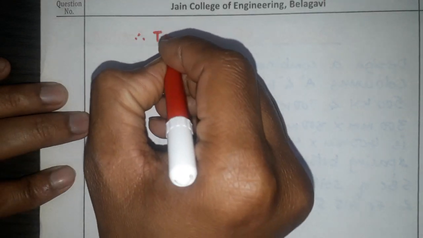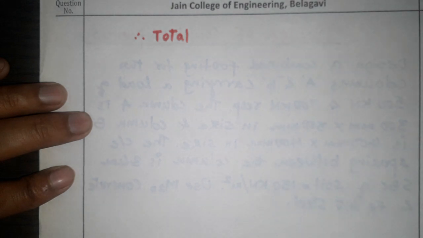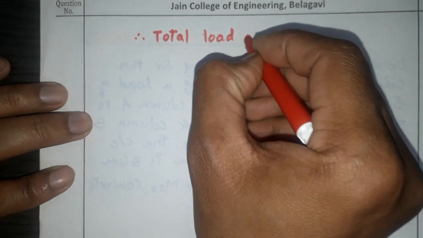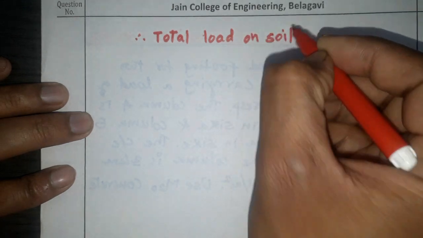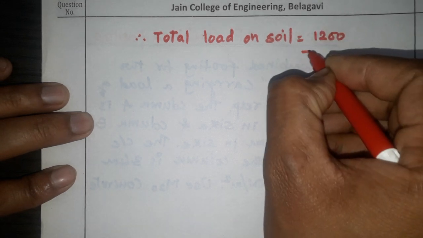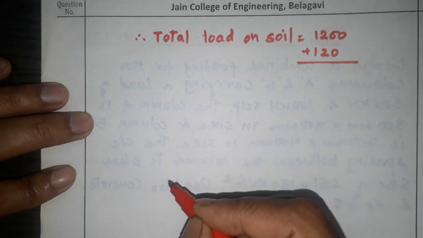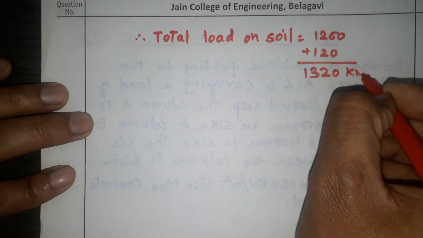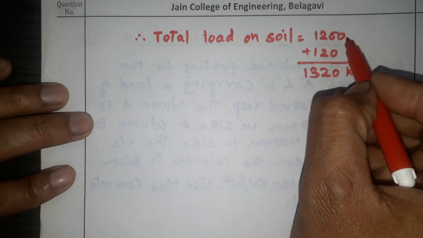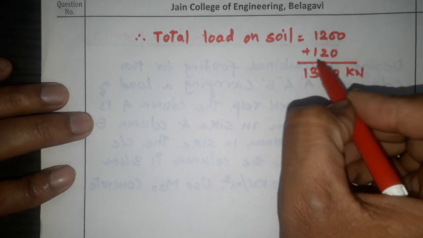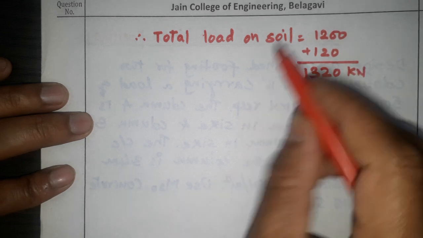So therefore, total load on soil is 1200 plus 120. We have total load on the soil as 1320 kilonewton. 1200 is the load from the column. For the self weight of the column you assumed 10%. So 1200 plus 120, we got it as 1320 kilonewton.